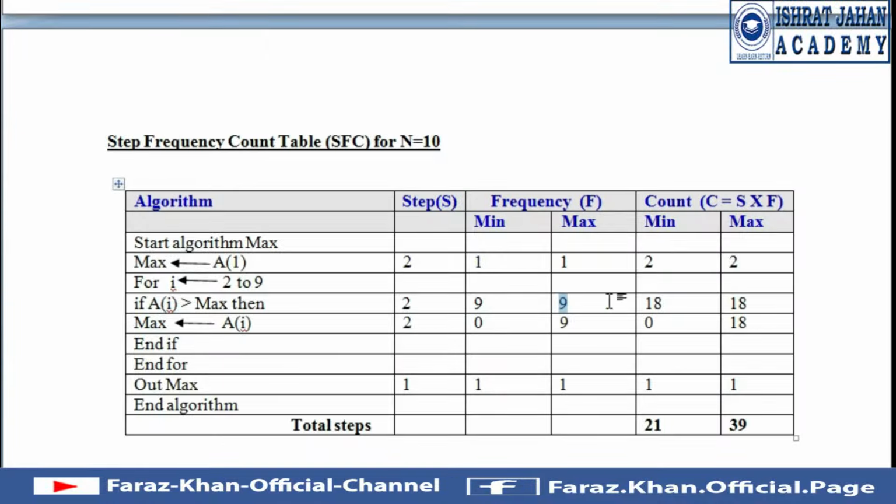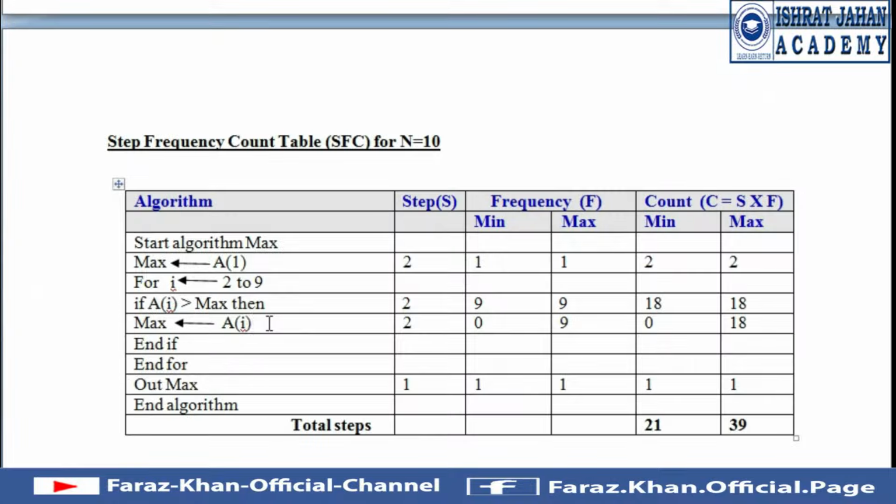2 multiplied by 9, 18, and 2 multiplied by 9 again 18, right? It will take 9 steps in minimum and 9 steps in maximum. So 2 multiplied by 9, 18, and 2 multiplied by 9 maximum 18. Got it?